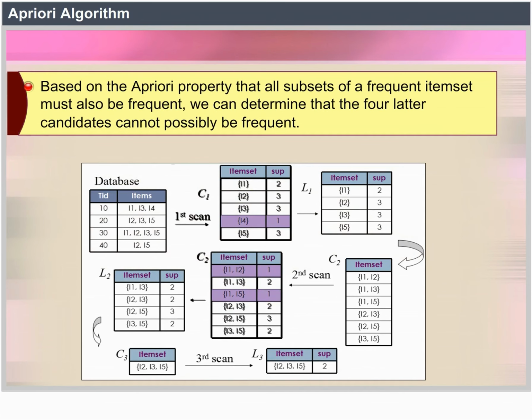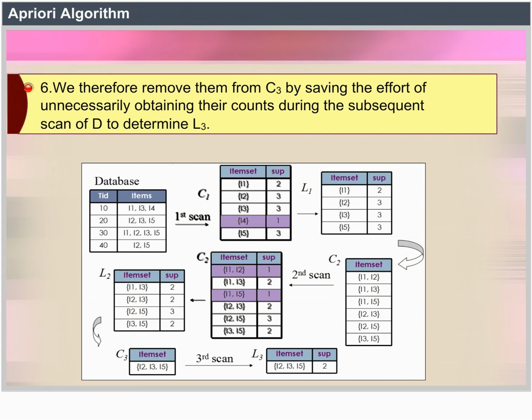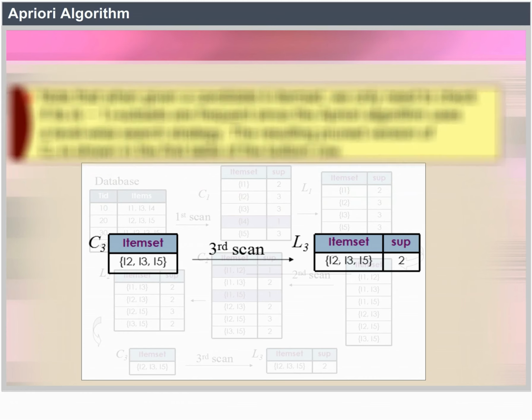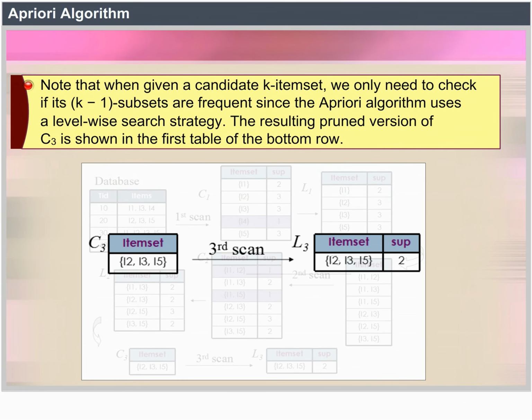Based on the Apriori property that all subsets of a frequent item set must also be frequent, we can determine that the 4 latter candidates cannot possibly be frequent. We therefore remove them from C3, thereby saving the effort of unnecessarily obtaining their counts during the subsequent scan of D to determine L3. Note that when given a candidate k item set, we only need to check if its (k-1) subsets are frequent, since the Apriori algorithm uses a level-wise search strategy. The resulting pruned version of C3 is shown in the first table of the bottom row.